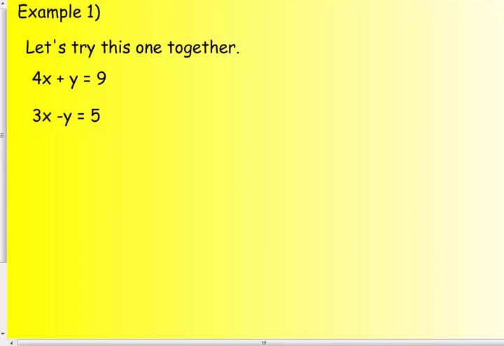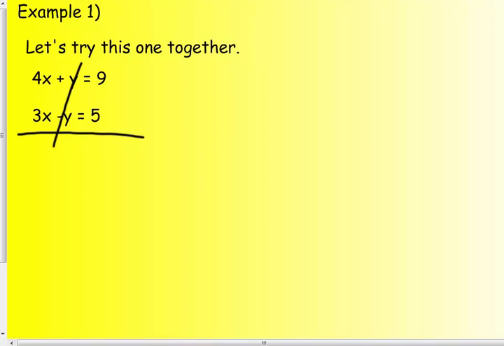So let's try this one together. 4x plus y equals 9 and 3x minus y equals 5. These are already opposites. So I don't have to multiply either of the equations by something to get one of my variables to cancel. Those will cancel. They are opposites already. So this one's pretty easy.